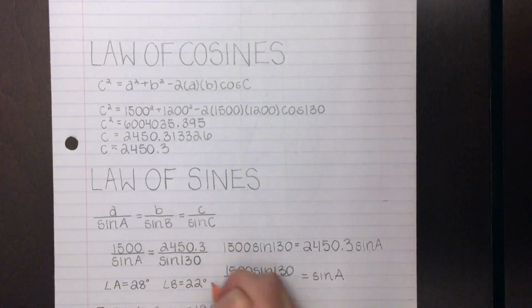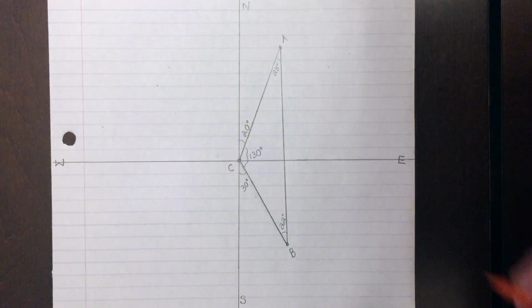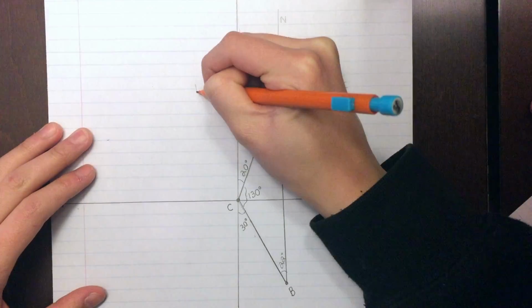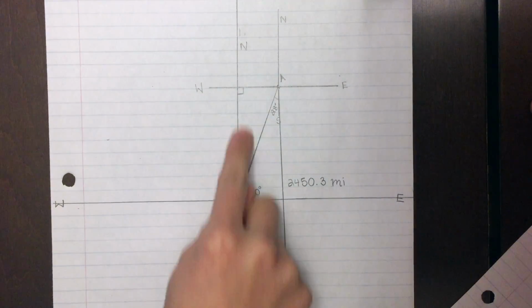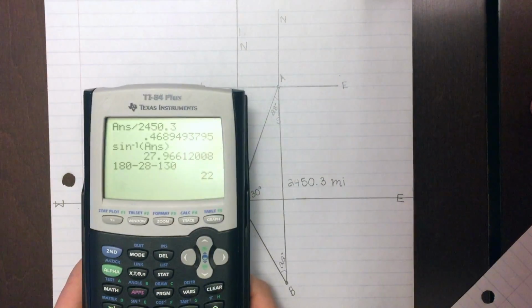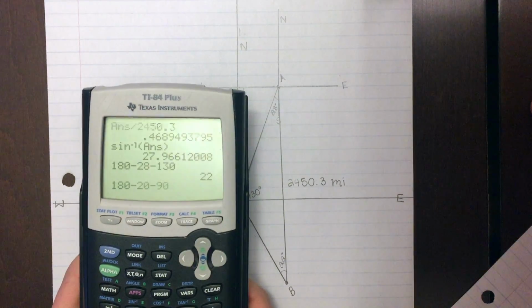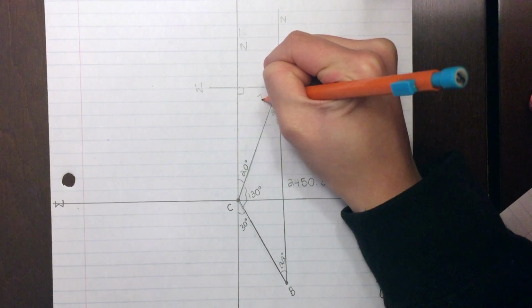Fill in the values that we know on the triangle. We know that this is a right angle, so we can find the third angle of this triangle. 180 minus 20 minus 90 equals 70. So this angle right here is 70 degrees.